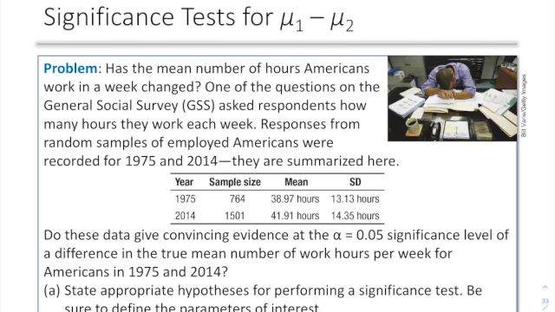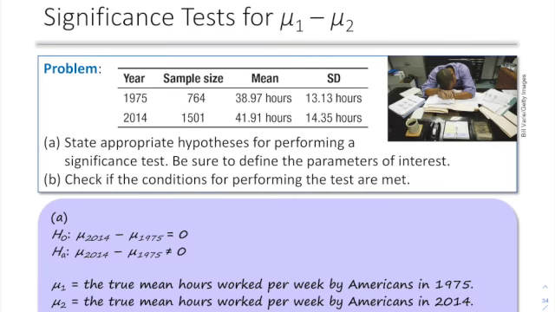So, has the mean number of hours Americans work in a week changed? One of the questions on the General Social Survey asked respondents how many hours they work each week. Responses from random samples of employed Americans were recorded for 1975 and 2014. They are summarized here. Do these data give convincing evidence at the alpha is 0.05 significance level of a difference in the true mean number of work hours per week for Americans in 1975 and 2014? State the appropriate hypotheses for performing a significance test. Be sure to define the parameters of interest. And then check if the conditions for performing the test are met.